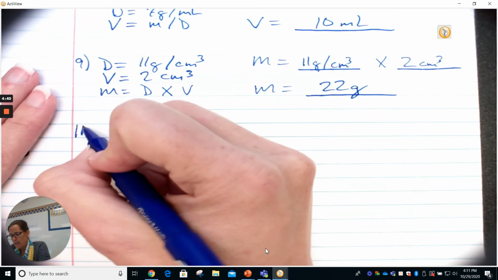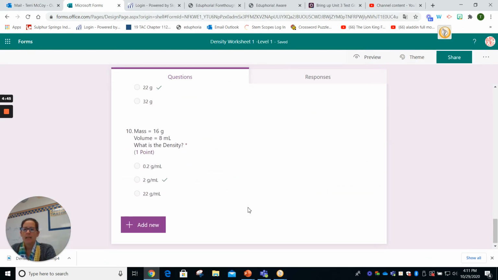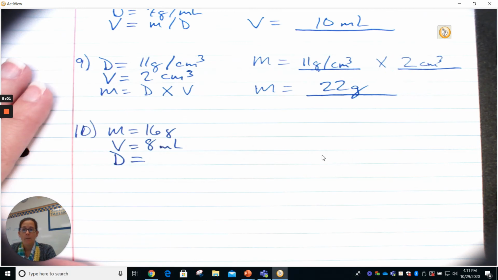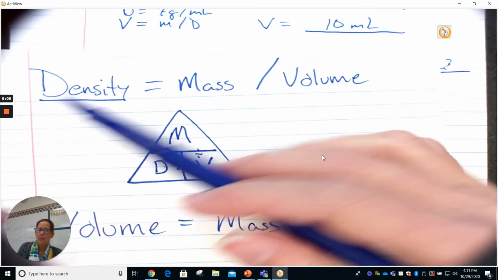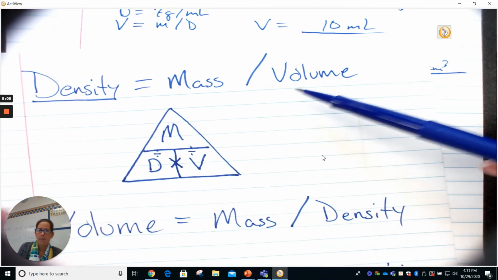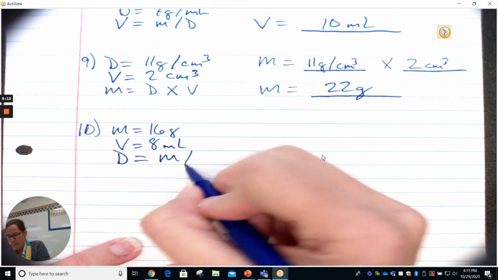So let's go take a look at number 10, the last one today. Number 10 has a mass of 16 grams, has a volume of 8 milliliters, and we want to know what the density is, and we should hopefully have this density formula memorized by now, but if not, I'll show you. Density equals mass divided by volume. Okay, so there's mass divided by volume.